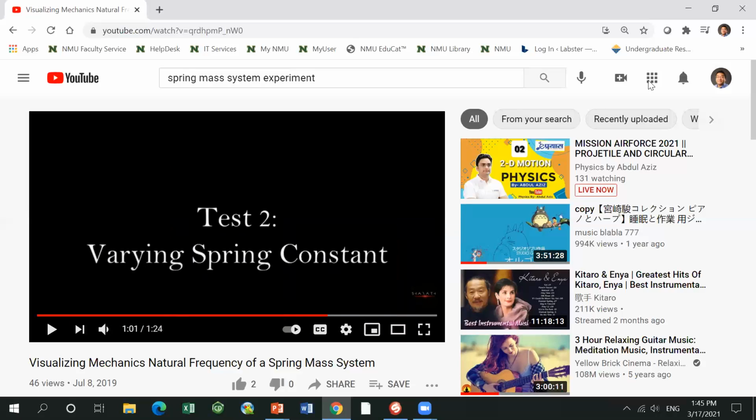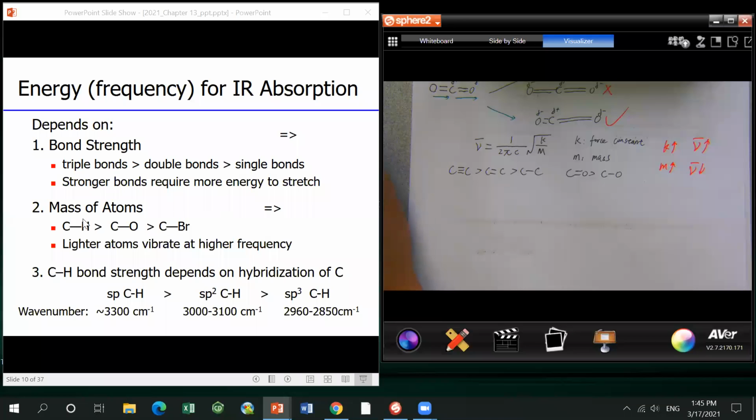That's also explained here. So a lighter atom will give a higher frequency, and a heavier atom will give a lower frequency. So please keep that in mind.